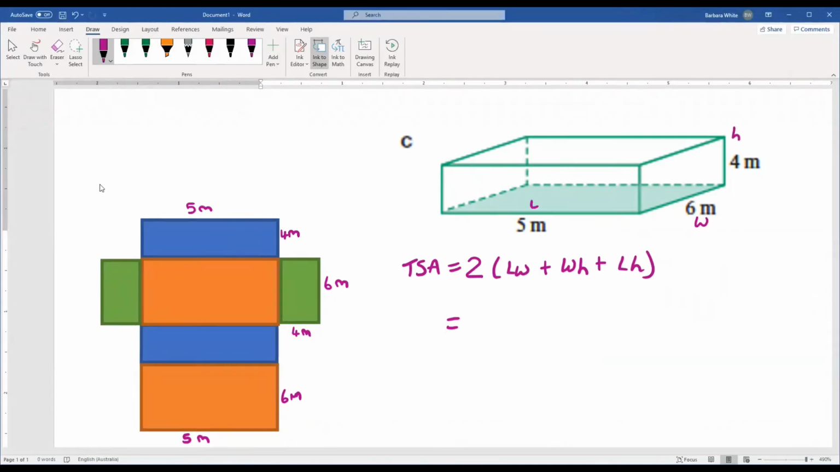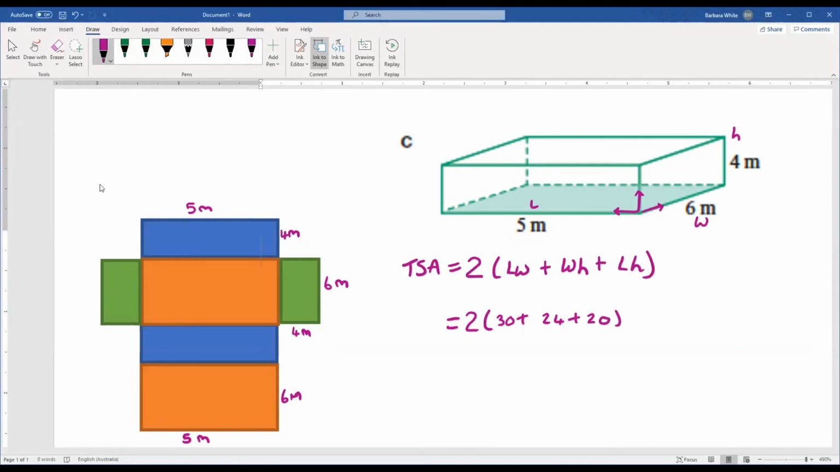So you've got that dimension there, that dimension there, and then that dimension, which is the height. Each of your different dimensions is, in this case, a different size. So as long as you give one letter to each of those dimensions, you can just go straight to your formula and write down 2 lots of. Now L is 5 and W is 6. 5 6s are 30. WH: W is 6, H is 4, 6 4s are 24. And here we've got LH, and L is 5, H is 4, 5 4s are 20.